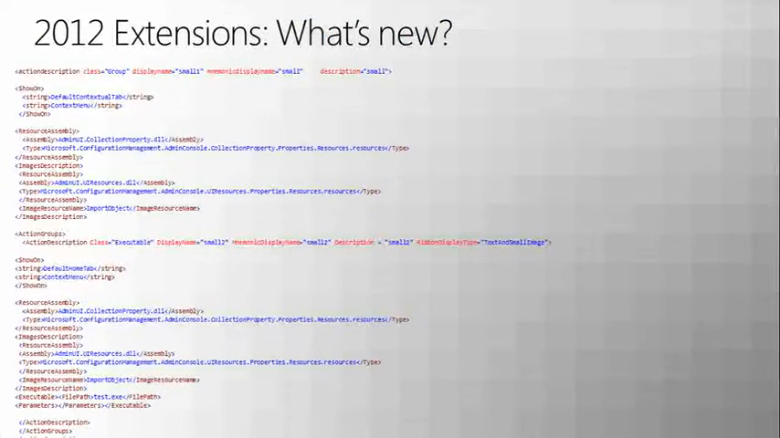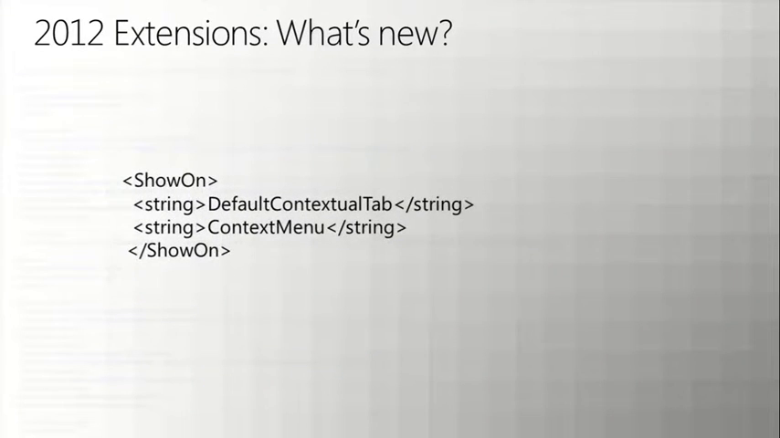So what's new in the 2012 extensions? First off, I'm not going to zoom in because it's a standard XML file, and some of this is available later. Let's look at what actually is new. At the very top, there's a group called Show On, and it says Default Contextual Tab and then Context Menu. This allows us to place it on the ribbon. If you don't have this in there, it doesn't go anywhere. So if you just simply copy your XMLs from 2007 to 2012, nothing's going to load. You need to have this in there.